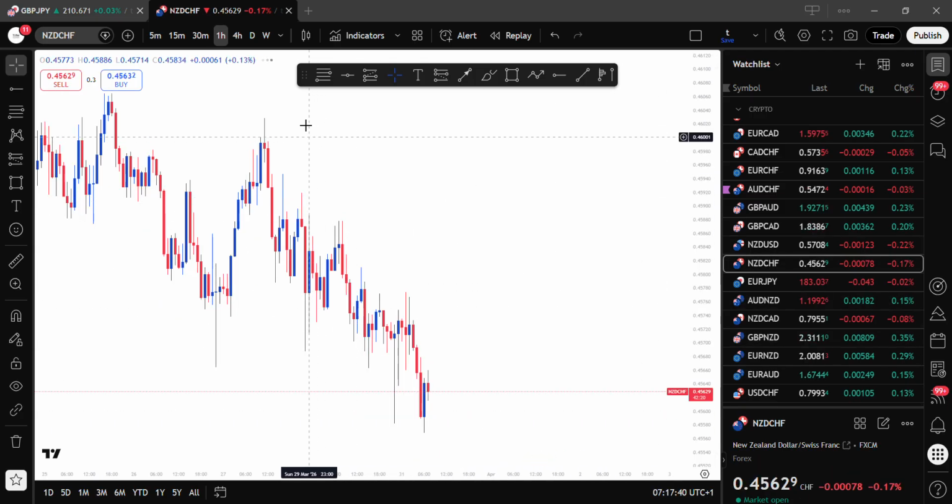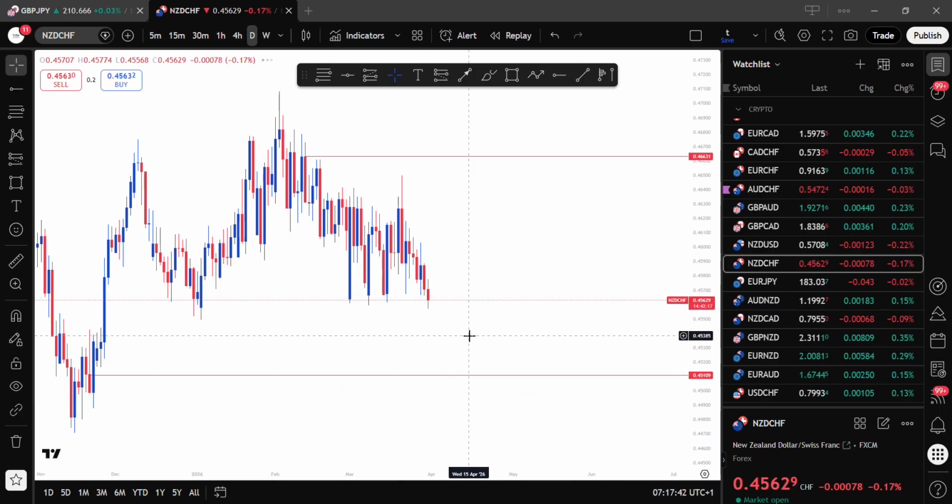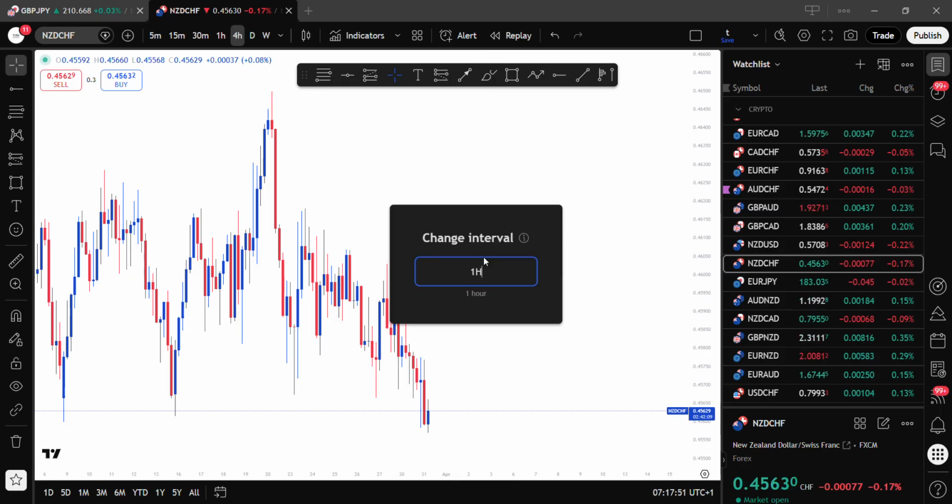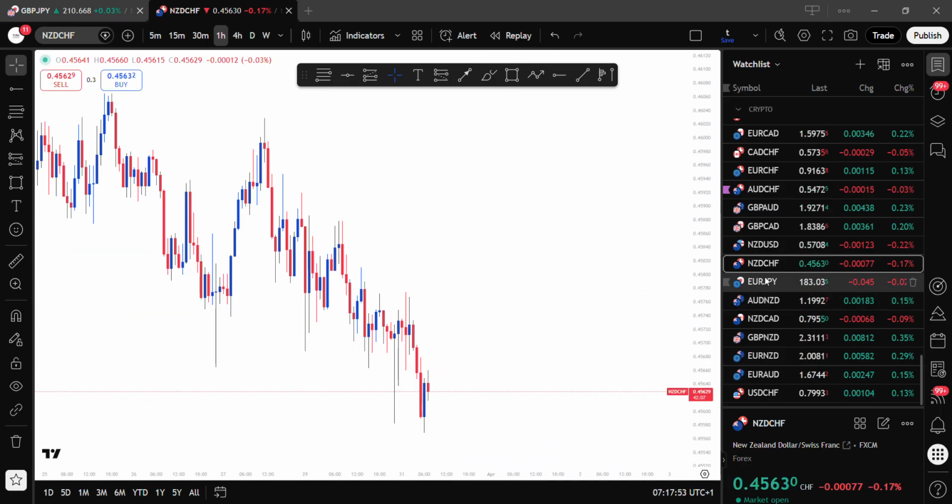On NZD CHF daily time frame, you can see market has been selling the whole time, to sell to this point, then a buy will start happening. On the 4 hours, there is more sales happening, no entry. On 1 hour, there is more sales happening as well, but there's no entry for now.